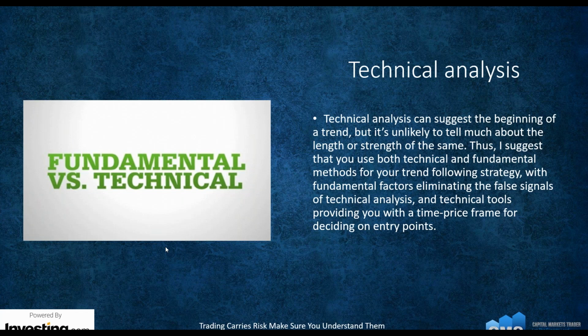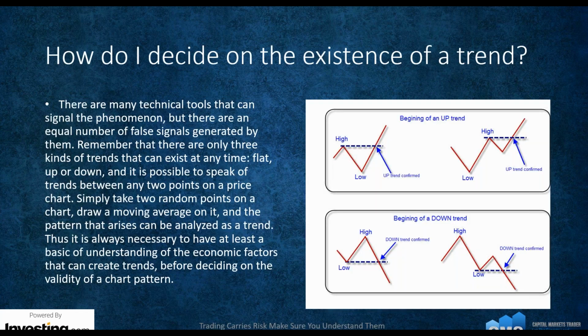I like to use momentum. I swear by volume because I need volume on my chart to let me know if all the other traders are jumping in the market or whether they're afraid of what is happening or they're not accepting it. And like I said, I personally like triangles, head and shoulders, volume, and MACD. I've got my entire trade system right there. It takes me a minute or two to do the analysis. So I suggest that you use both technical and fundamental methods for your trend following strategy, with fundamental factors eliminating the false signals of technical analysis and technical tools providing you with time price frames for deciding on entry points.